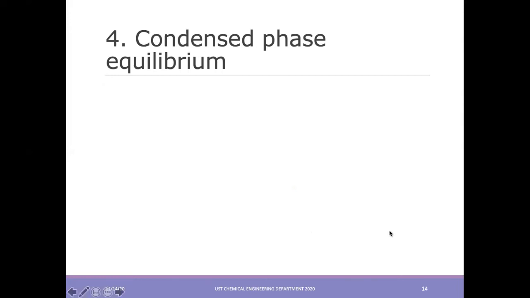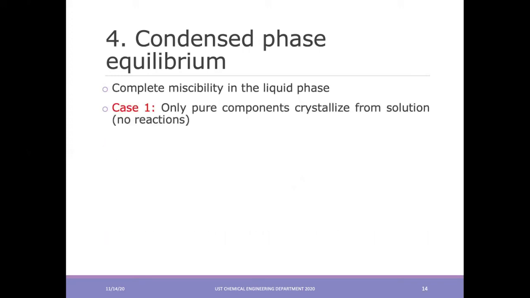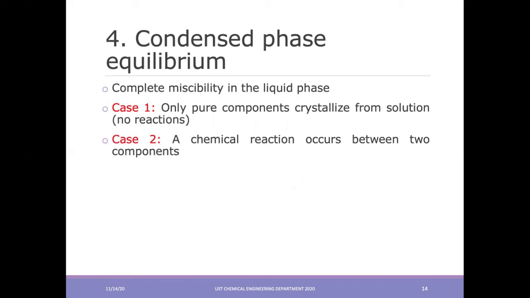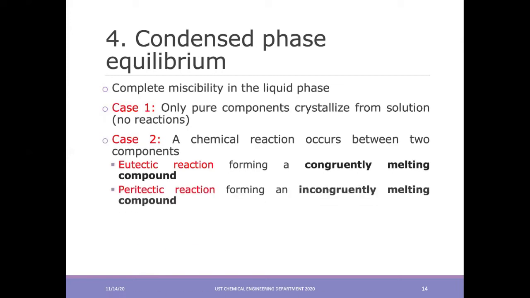Now, for condensed phase equilibrium, we have complete miscibility in the liquid phase, and we have different cases. Case one is only pure components crystallized from the solution, meaning we have no reactions here. In case two, there is a chemical reaction occurring between two components. Under chemical reactions, we have eutectic reaction, which forms a congruently melting compound, and a peritectic reaction, forming an incongruently melting compound.